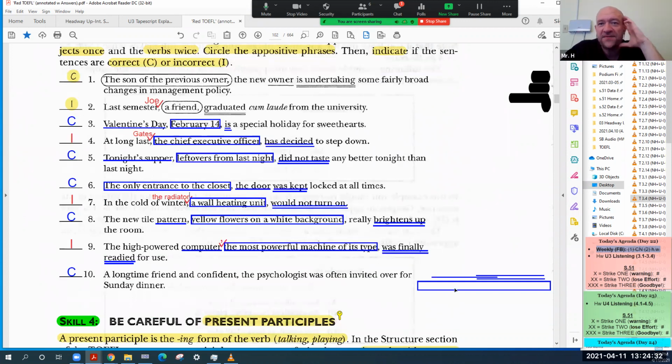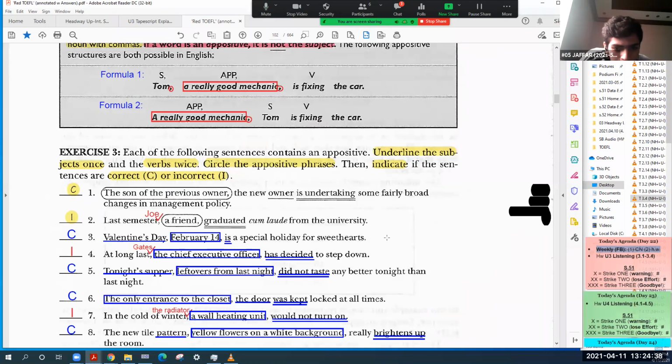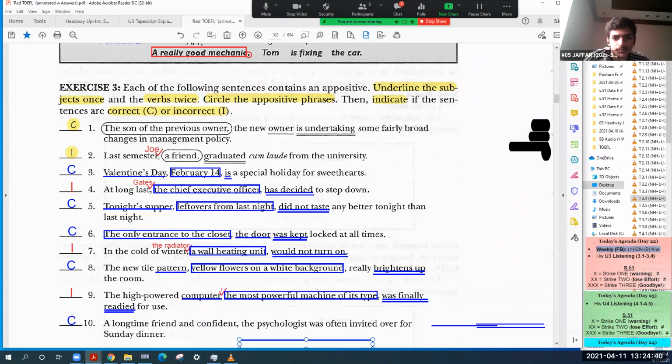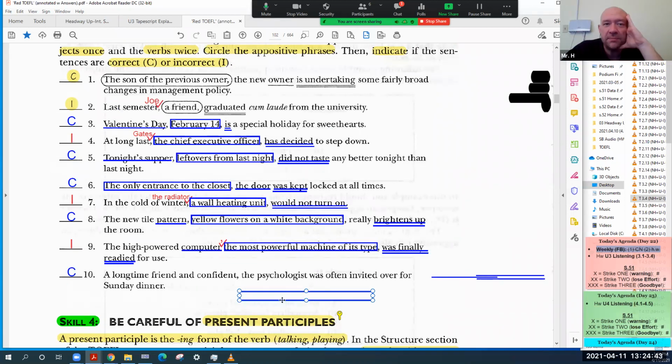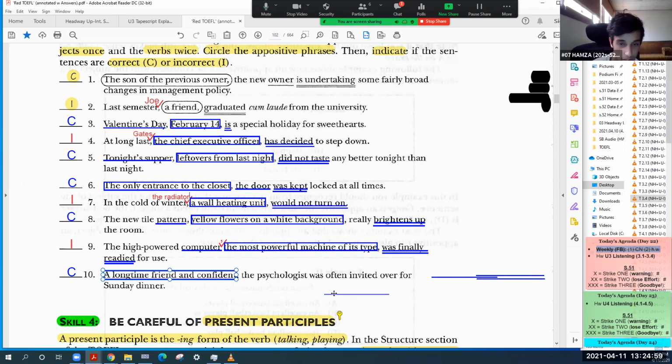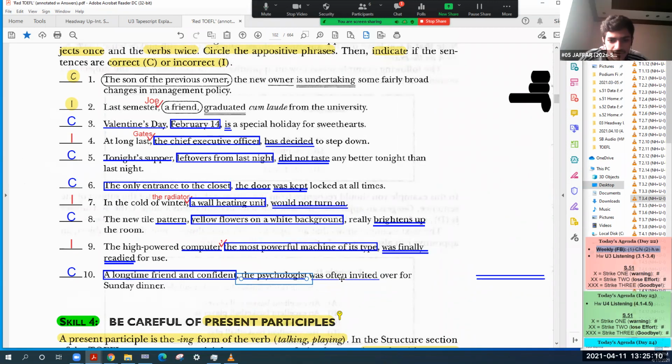Okay. Number 10. Let's find which formula is number 10. Formula 2, I think. So where do I put the box? In the beginning. I think this is at the beginning. Okay. And then the subject in the middle, psychologist. And then the verb, was invited.